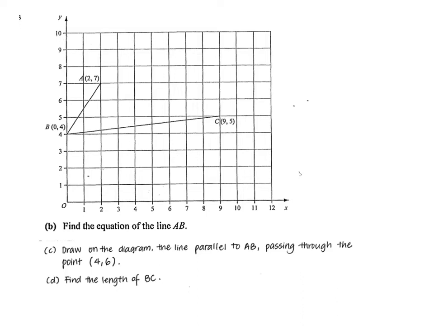So I want to find the equation of the line. What are the things that we need to do? First one, let me write down the coordinates. A is 2, 7. B is 0, 4. I write it down so that I don't get confused, because there's still another point C, right? So now for the equation of this line, number 1, I'm going to write the gradient.